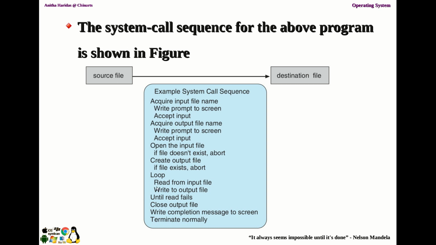Then you will have the loop, again reading from the input file, writing to the output file, which needs the help of system calls to get the services of the operating system. Then closing the output file, again another system call. So for doing all these things, accepting the input, writing prompts, opening the input file, creating the output file, then reading from the input file, writing to the output file, then closing the output file, terminating normally, all these things need the support of system calls, using which you get the services of the operating system.